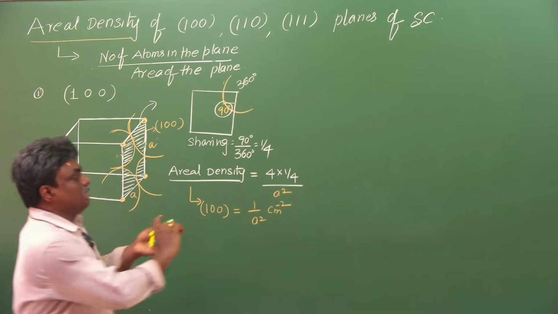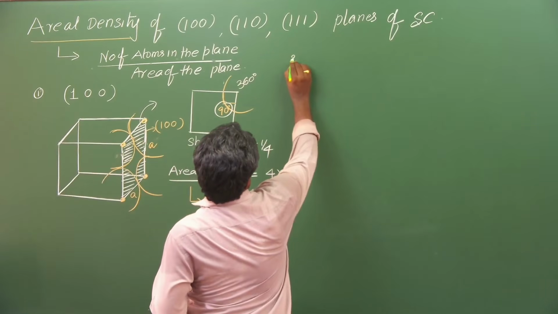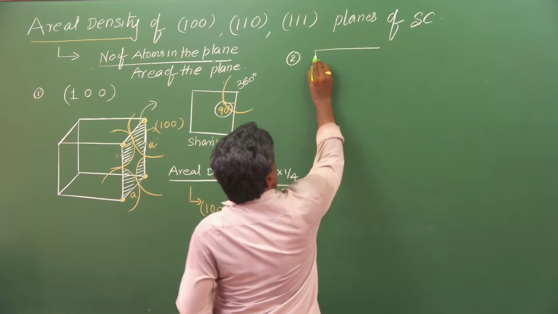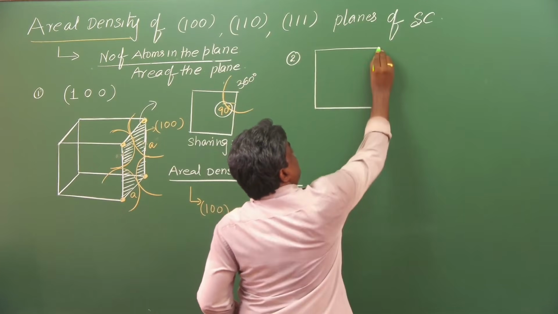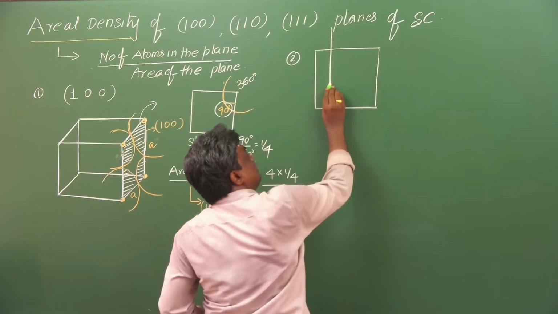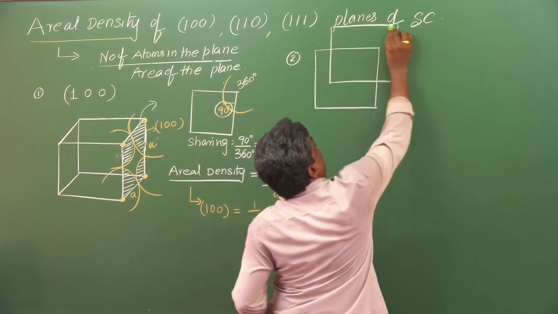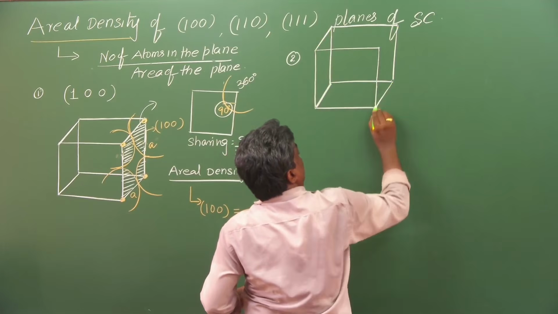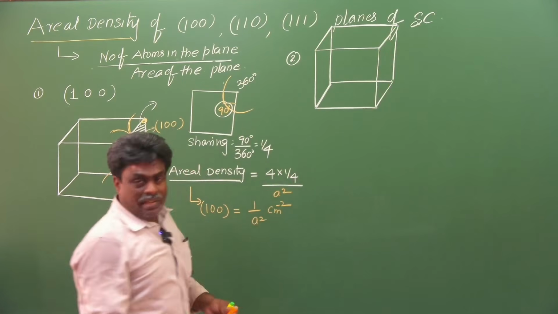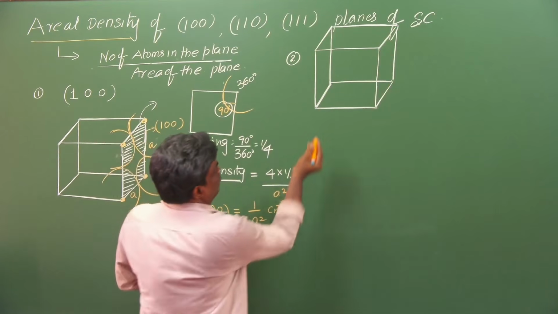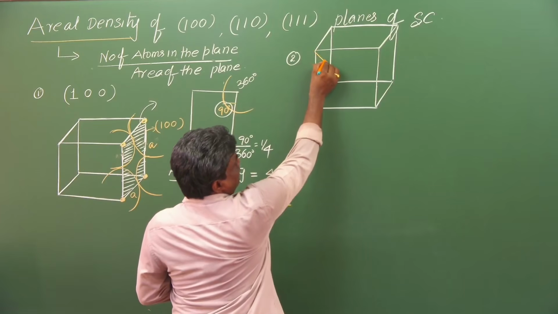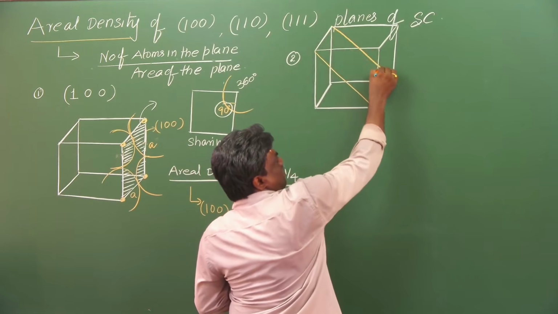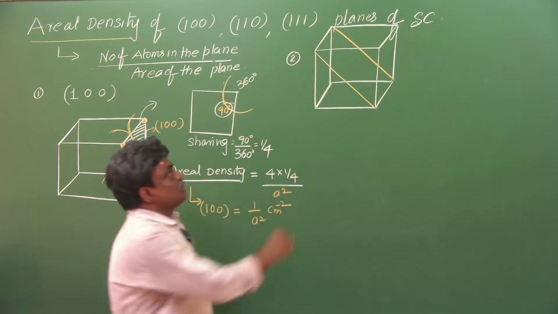Clear? Still not understanding? No problem. Second one I will explain. Third one at least do it yourself. Again I am taking simple cubic structure. Now I would like to take a 110 plane. I hope some of you know at least. This is the 110 plane. Okay, so this plane.